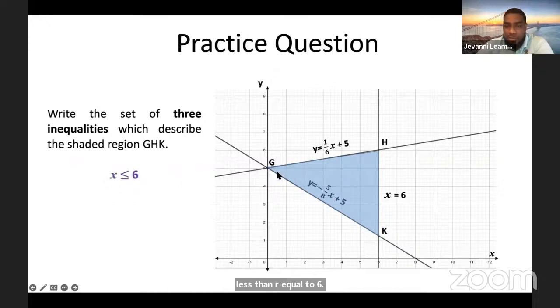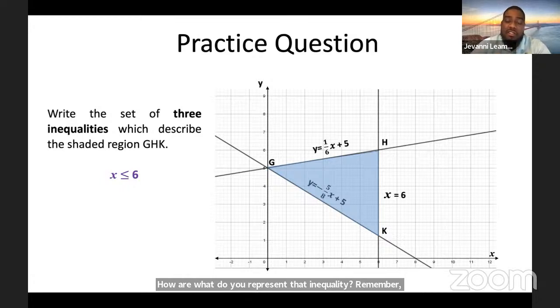All right, what about the line? We're using the line GH as a reference. Again, we're using line GH as a reference. How or what would we represent that inequality by? Remember, we have y equals 1/6 x plus 5. That's the equation of the line. Remember that we're speaking about the inequalities. So what would be that inequality?